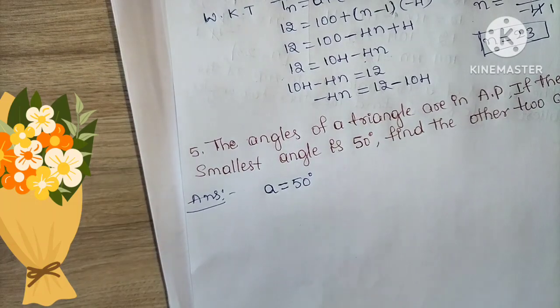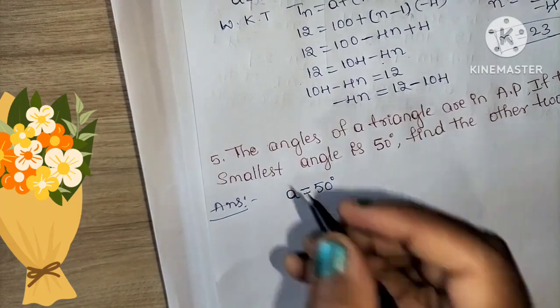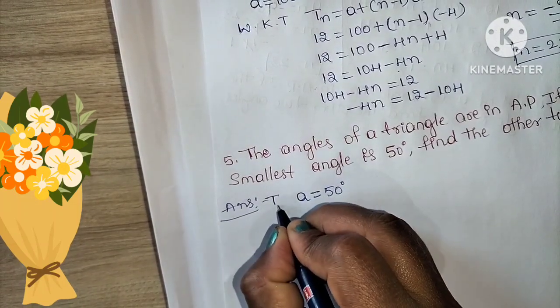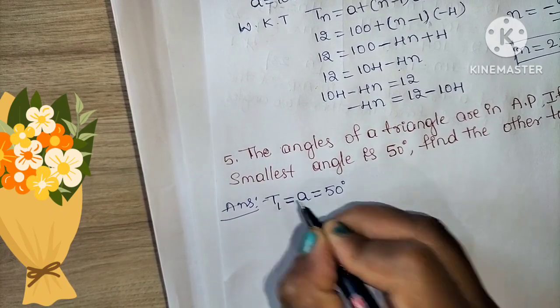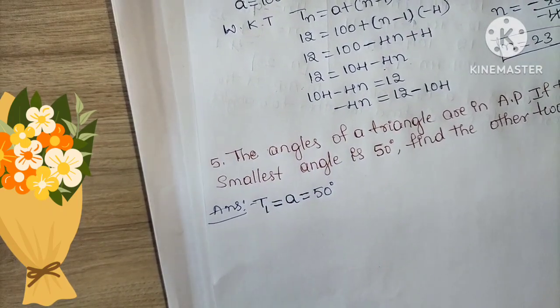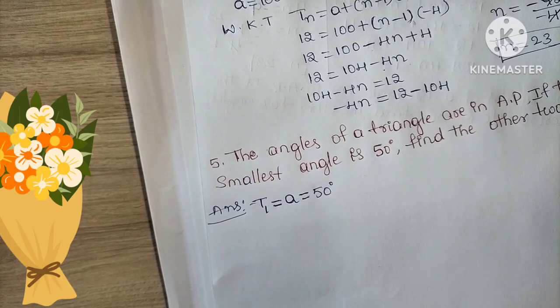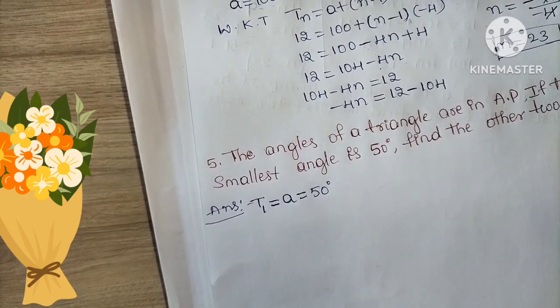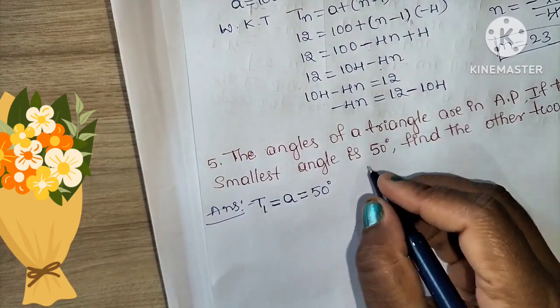So first term is equal to 50 degree. First term we can also represent by T1. T1 is equal to A is equal to 50 degree. We have to find the other two angles. What are the other two angles?